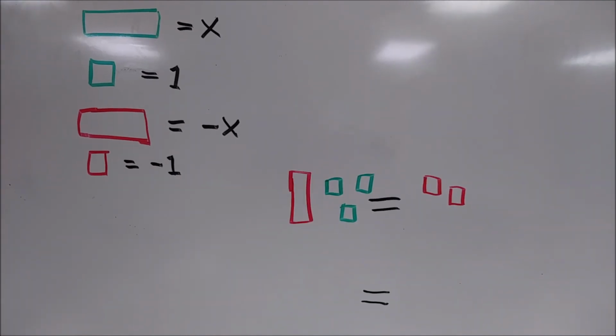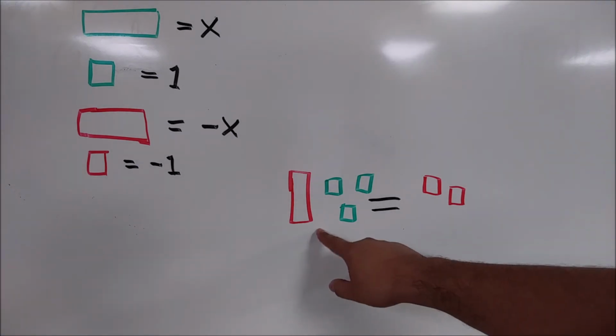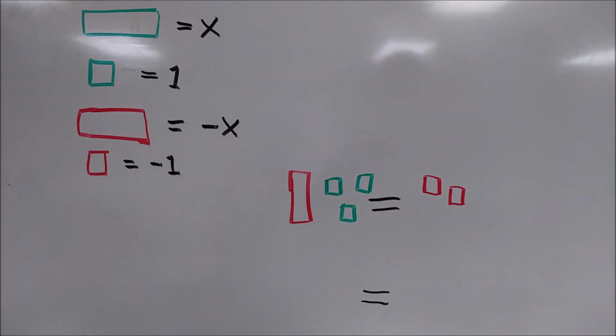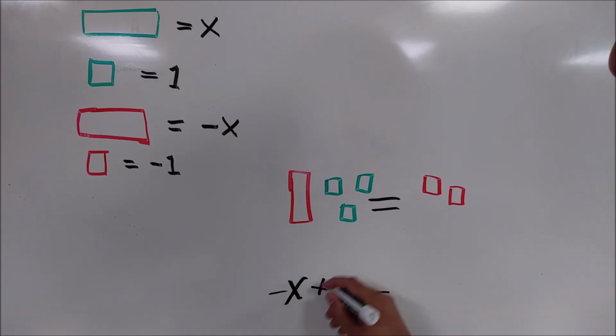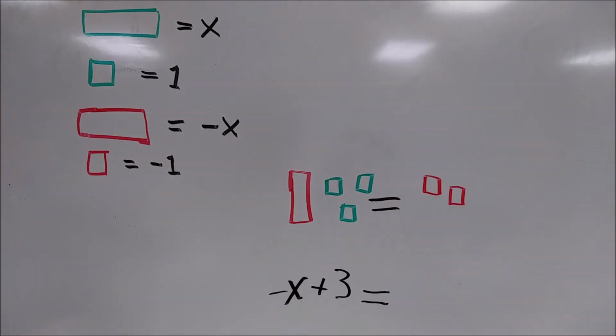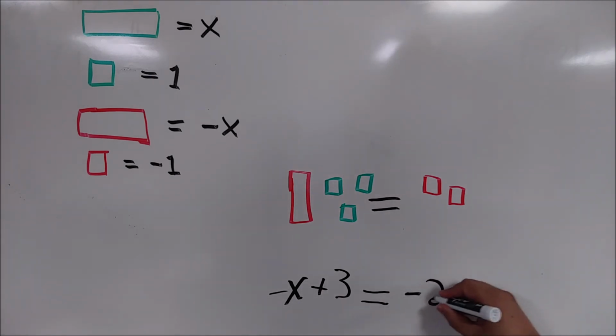So what if we have an equation like this? On the left side, we have a red bar, meaning that's a negative x, and 3, well, they're supposed to be yellow squares. So these are positive constants. So we have a negative x and 1, 2, 3 that we are adding to that x. So this is negative x plus 3. And on the other side, we have 2 negative constants. So that means this is equal to negative 2.